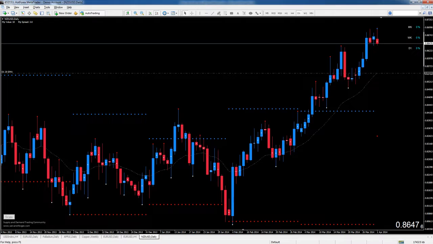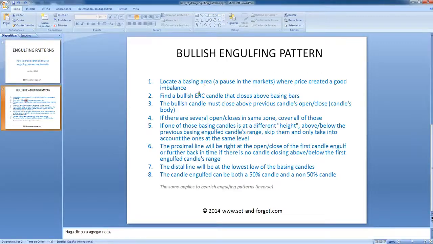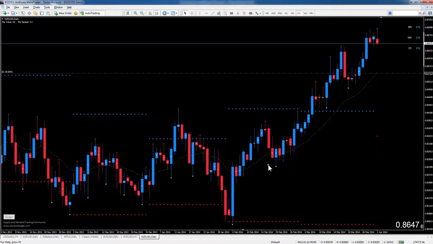Okay. Let's start, for example, with the Kiwi dollar on the daily chart. Here we need to first locate a basing area, an area where the markets pause. Okay, and we need to find bullish ERC candles because we are trying to draw a bullish engulfing pattern. Okay, the bullish candle must close above the previous candle's open close, the candle's body. So if we look, for example, down here, okay, we see that price dropped.